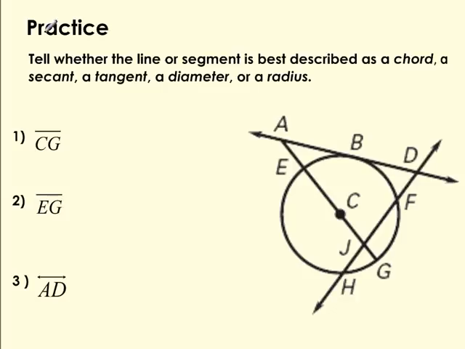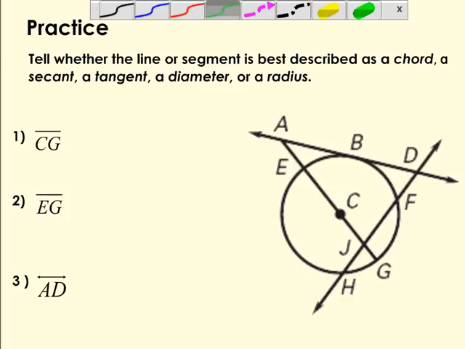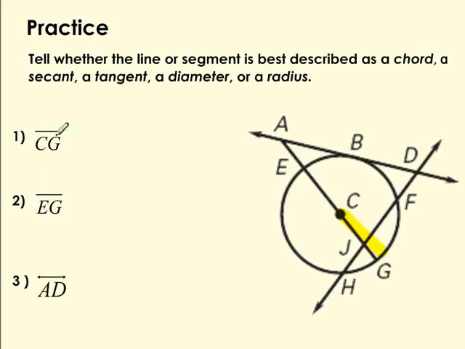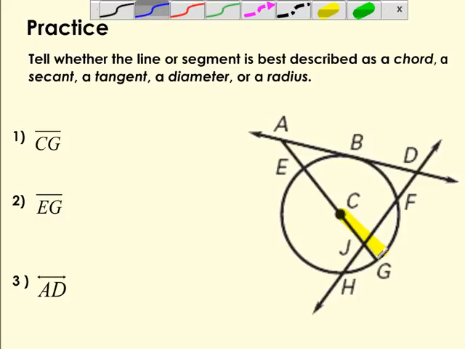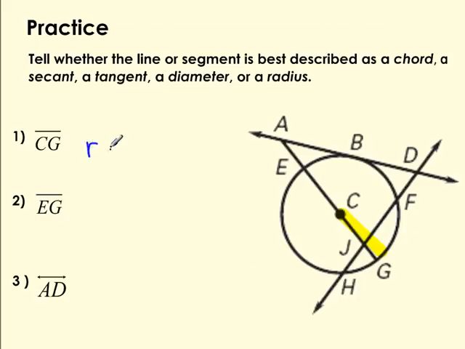Let's practice some of this. So we need to be able to determine by looking at this diagram whether the line or segment is best described as a chord, secant, tangent, diameter, or a radius. In our first one we have segment CG. It's going to be really important that in this chapter you pay attention to the symbols that are above the notation because there can be subtle differences, and it'd be the difference between a secant and a chord. You need to pay attention to that. So here we have segment CG. And segment CG begins at the center of the circle and ends on a point on the circle. So that's best described as a radius of the circle.